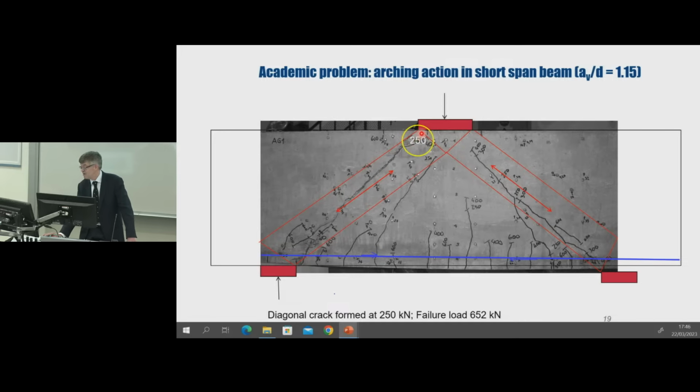Looking at the numbers on the beam, we see that the diagonal crack on the left-hand side had penetrated almost to the top of the beam at a load of 250 kilonewtons, yet the beam went on to carry a maximum load of 652 kilonewtons. Failure finally occurred as a result of the diagonal shear crack fully penetrating the flexural compression zone, separating the beam into two halves.